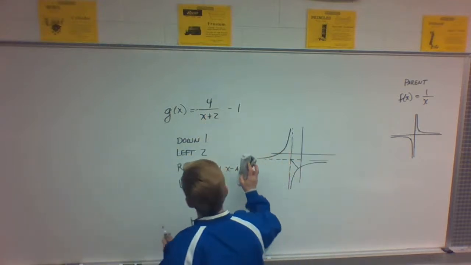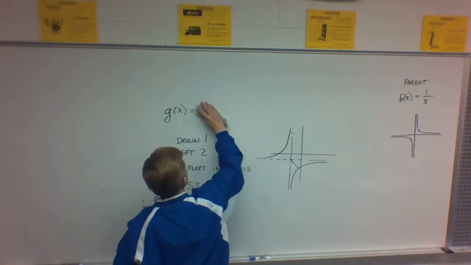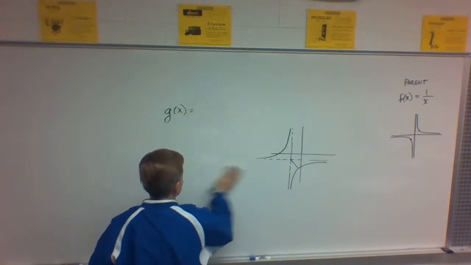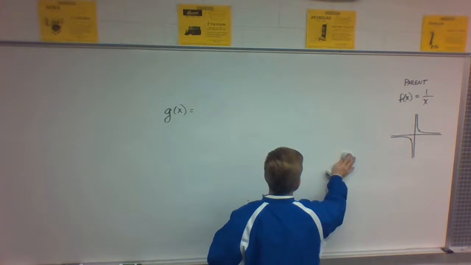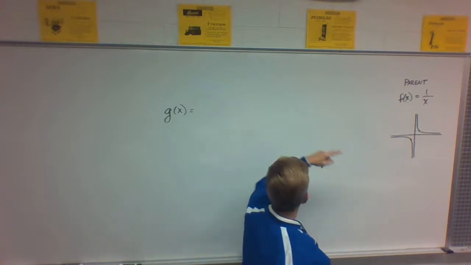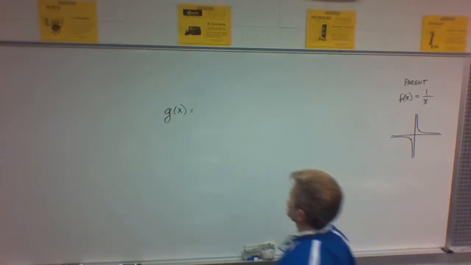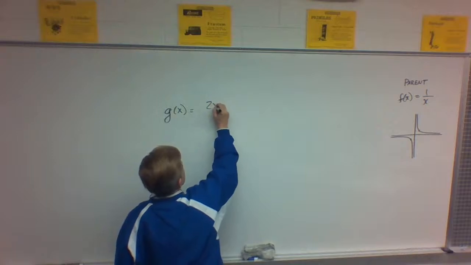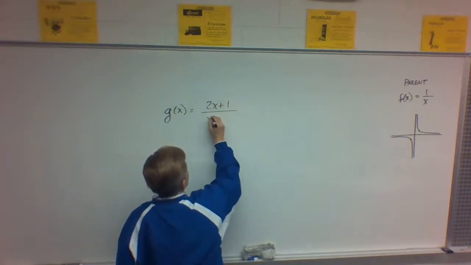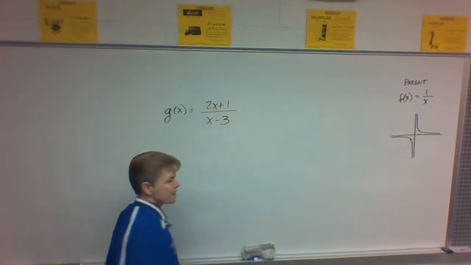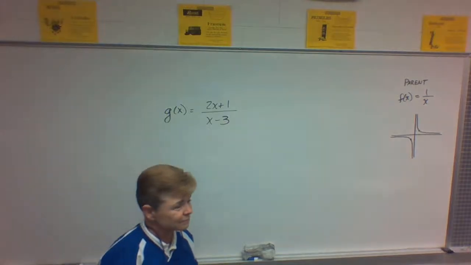But now rational functions come in other forms as well that aren't easy to read. I'm going to teach you how to read those too. So I've got a new function, which is a transformation of this one, but it's written like this: 2x plus 1 over x minus 3. That one's tougher to read.